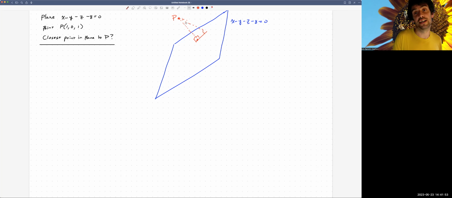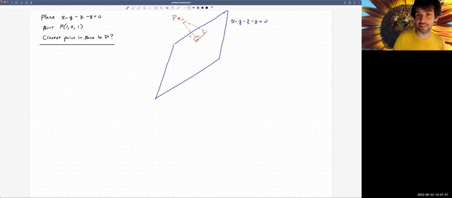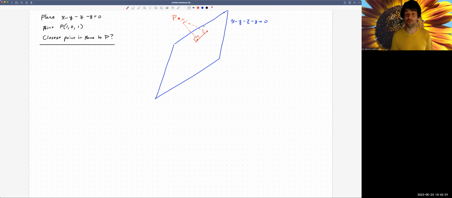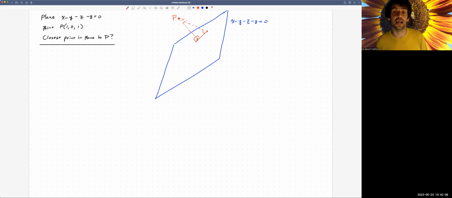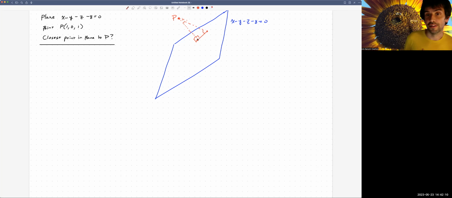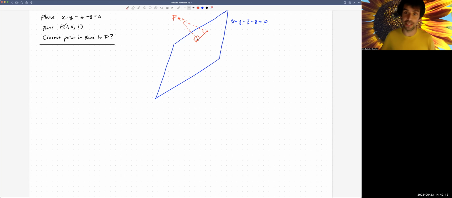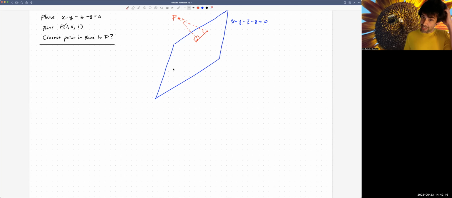This angle over here is not perpendicular, neither is this one. And we can form this triangle, and the distance from P to this other point is the hypotenuse of that right triangle, which is necessarily longer than this perpendicular line. And so that's a quick, let's call it an intuitive, geometric proof that the perpendicular line is the closest. This gives us a nice strategy for this problem.